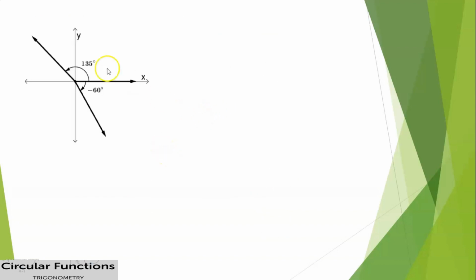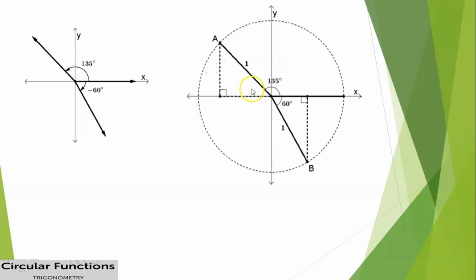Now, let's have this one. If we will sketch a 135 degree angle, it will end in the second quadrant. If we will sketch a negative 60 degree angle, its terminal side will end in the fourth quadrant. Now, if we will sketch these two angles in a unit circle, we will get this one. So this is 135 degrees. So when you say unit circle, its radius is 1.